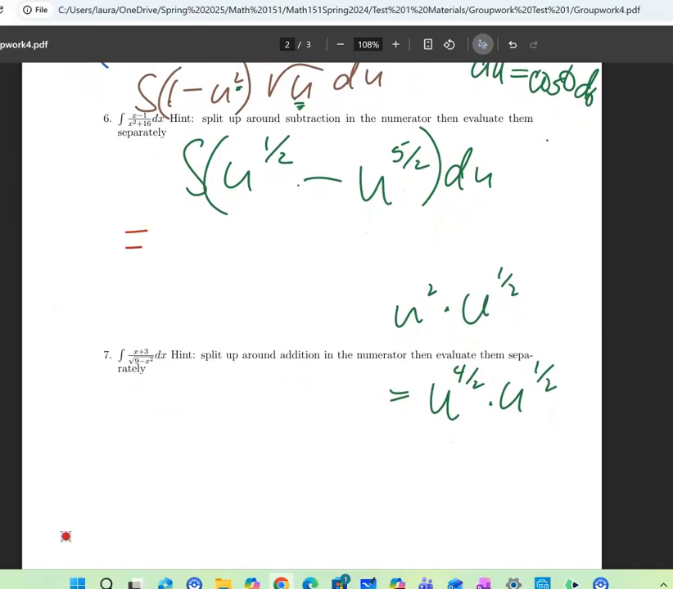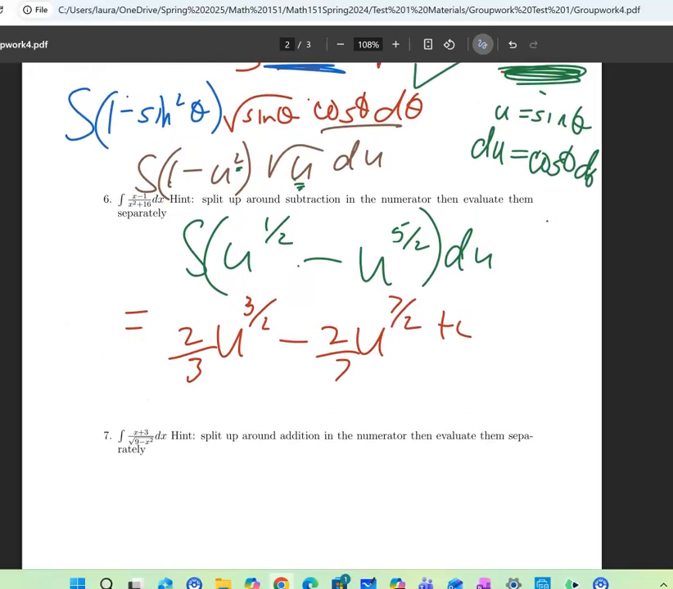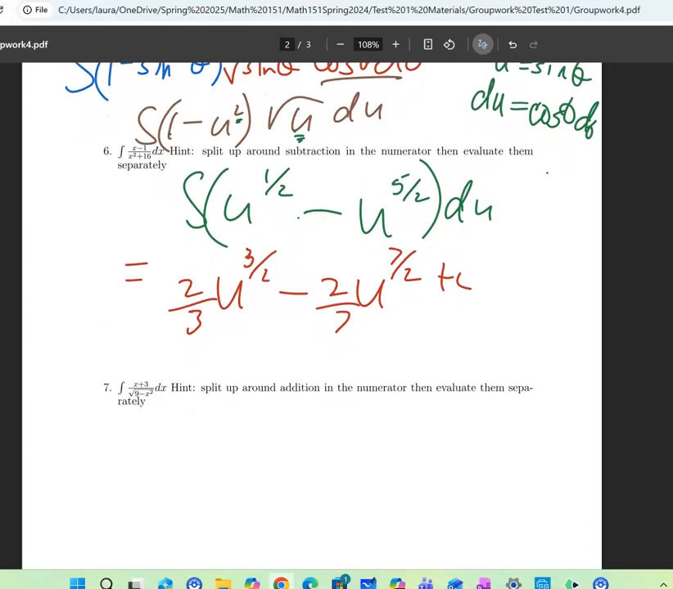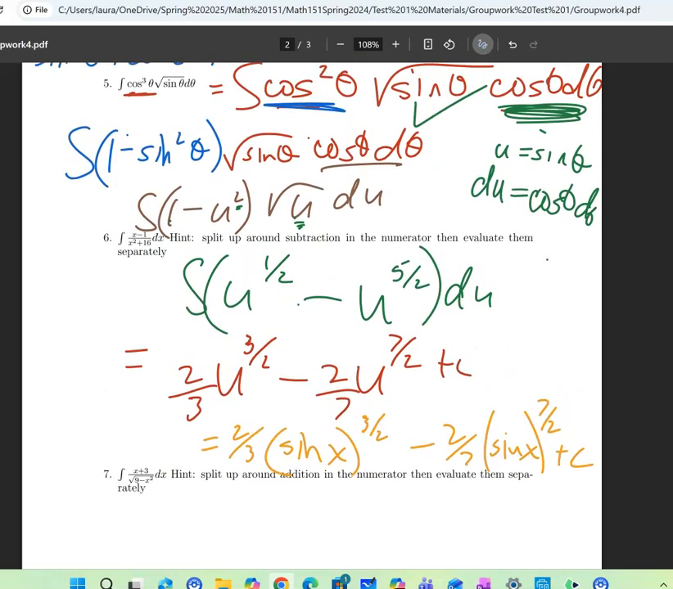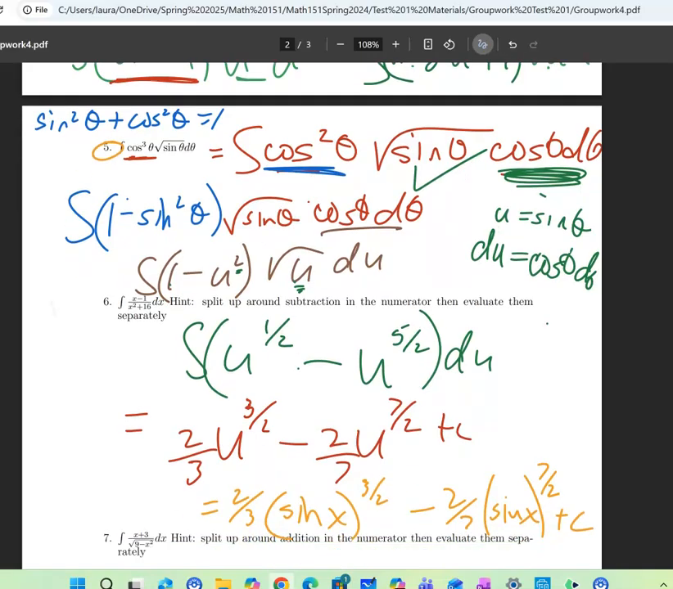Now I'm ready to take the antiderivative. So this gives me u to the 3/2 times 2/3 minus u to the 7/2 times 2/7 plus a c. And then I would put the u back in. And what was the u in this case? The u was sine. So I would say this all equals 2/3 sine of x, I'm just going to put parentheses here, to the 3/2, minus 2/7 sine of x to the 7/2 plus a c. So it all started with thinking about peeling off to make a good du.